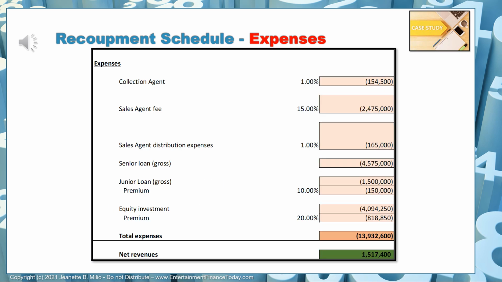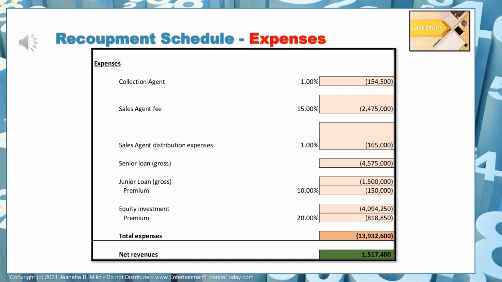After we receive the revenues, we have to look at the various expenses and payments we have to make. And the first in line is always the collection agent. That is the neutral escrow agent, if you will, who collects all the money that is coming in from the various distributors. It's paid all into one account, a neutral escrow account, and that entity will charge a fee to handle this account. And that fee is 1% of all the monies that come into the account. In this case, it's 1%, $154,500.